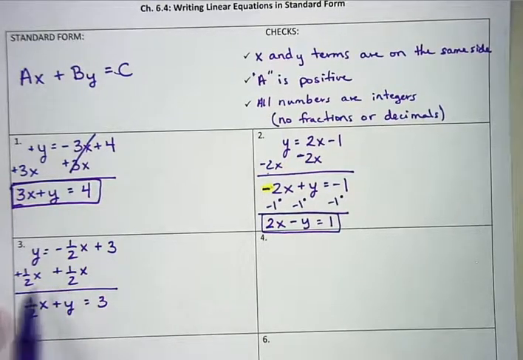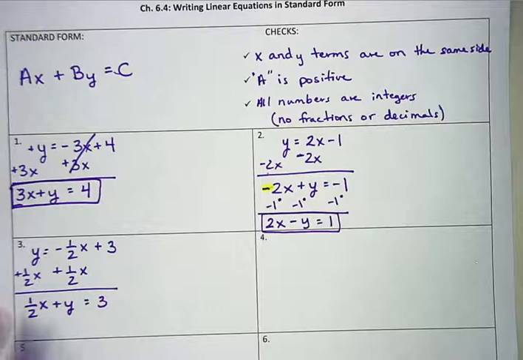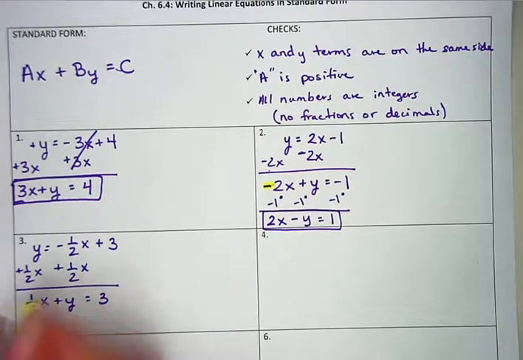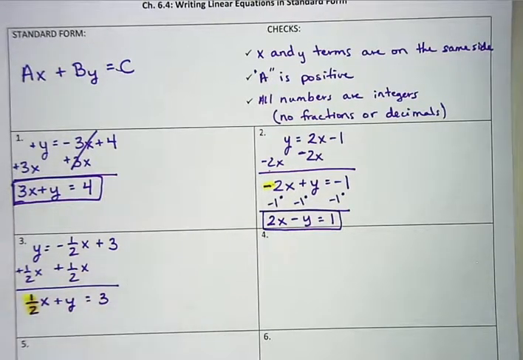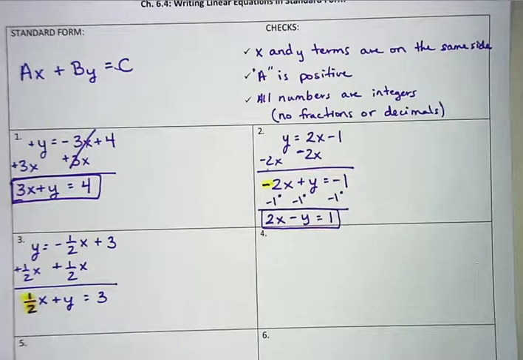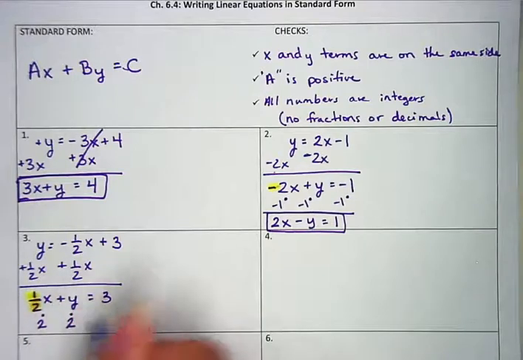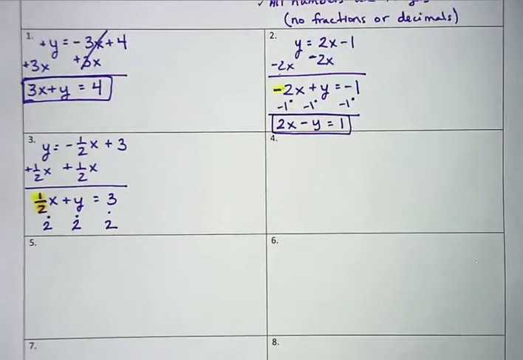Now, x and y are on the same side. What's the problem with this solution? The fraction right here. This 1/2 is the issue. Now, if it was just 1x, that'd be okay. The problem is that there's a denominator of 2. So what we're going to do is multiply every single term by this denominator of 2. So we're going to do times 2, times 2, times 2, just like we cleared fractions in the past.